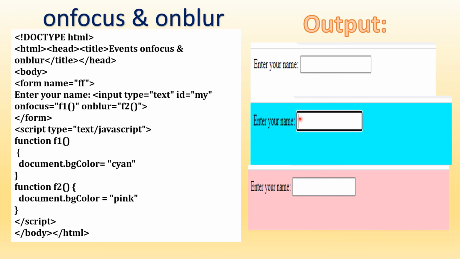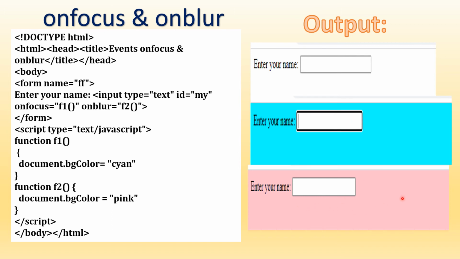See, my cursor is over here. I kept my mouse over here, my focus is in the text field. Immediately the function F1 activated and this cyan color is there for the background now. Now from here I move my mouse out and my focus is away from this text field. It means I blurred out. I removed the focus from the text field.